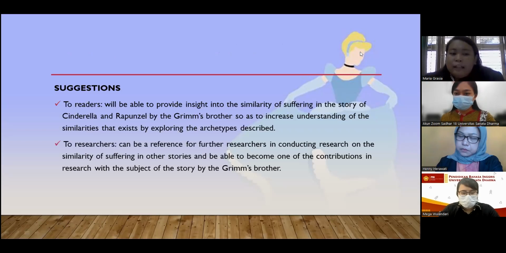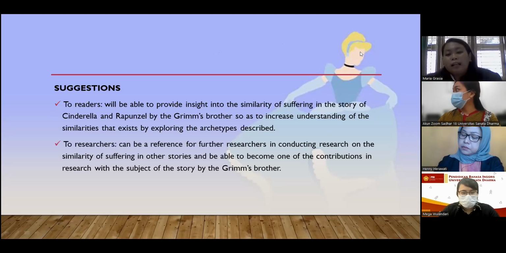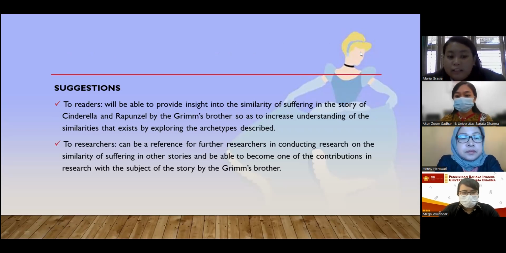Next, the suggestion. The readers will be able to gain insight into the similarity of suffering in the story of Cinderella and Rapunzel by the Grimm brothers, so as to increase understanding of the similarities that exist by exploring the archetype described. And next, for researchers, this can be a reference for future researchers in conducting research on the similarity of suffering in other stories, and be one of the contributions to research with the subject of stories by the Grimm brothers.